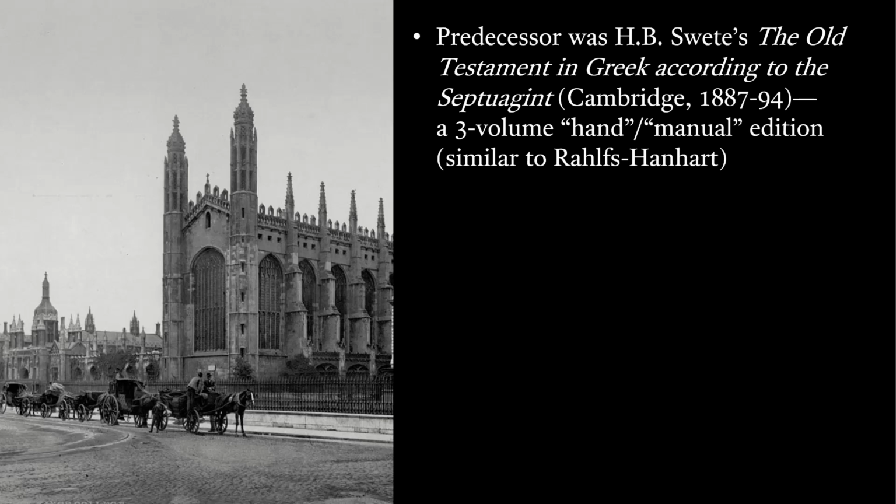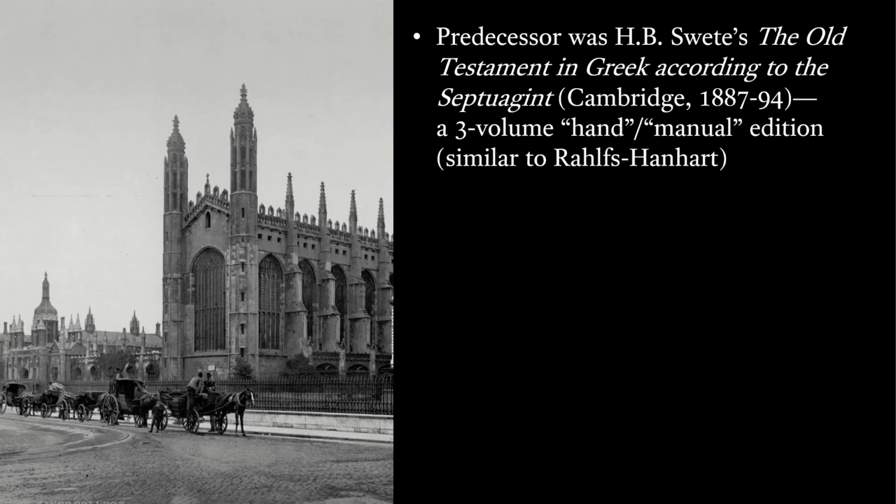There's a nice picture of King's College Parade there from the late 1800s. And let's begin with the predecessor of the larger Cambridge edition. The predecessor was Henry Barclay Sweet's The Old Testament in Greek according to the Septuagint, which is essentially the text of Vaticanus where it exists, and some other supplementary editions. This was published in 1887 to 1894, so it goes back quite a bit earlier than the German effort.